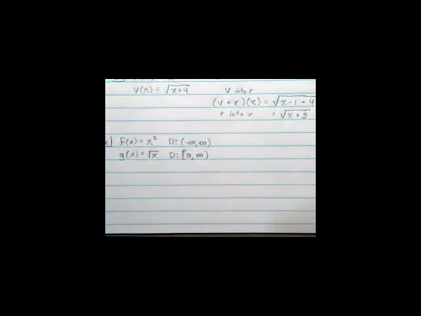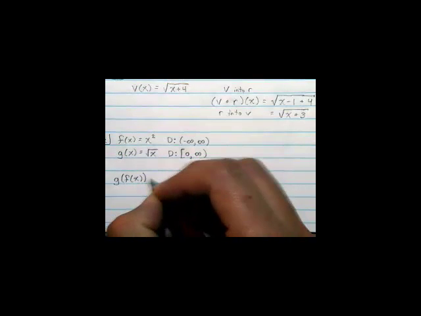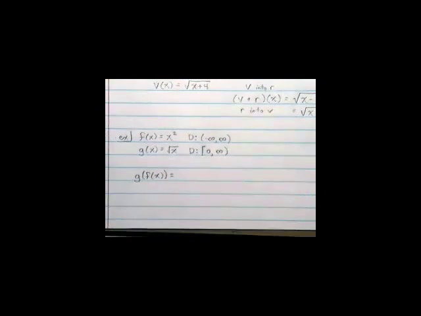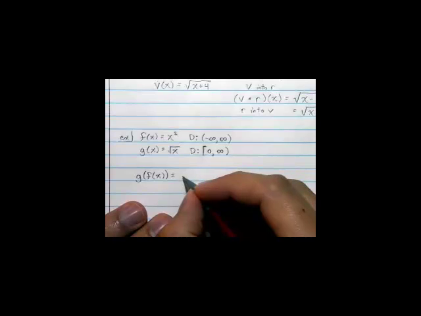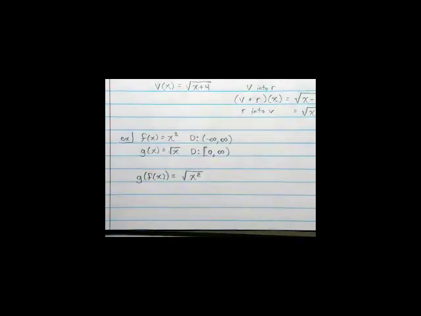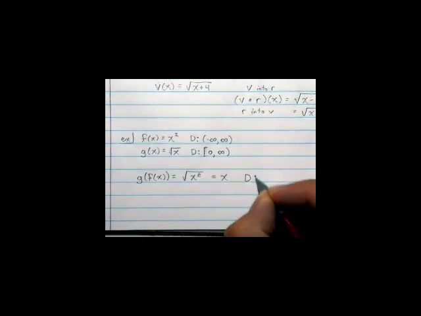So, let's do g of f of x. I'll do the notation this way this time. So if we take f of x, put it into g of x. So that's going to be the square root of x squared, which will simplify to what? Just x. Okay, so domain.